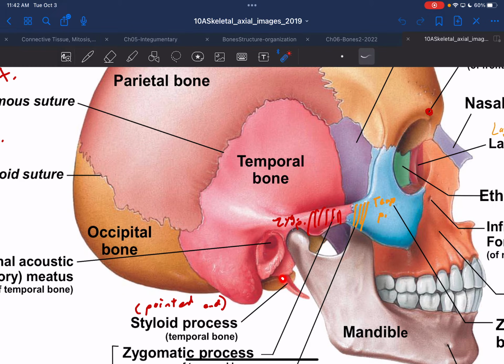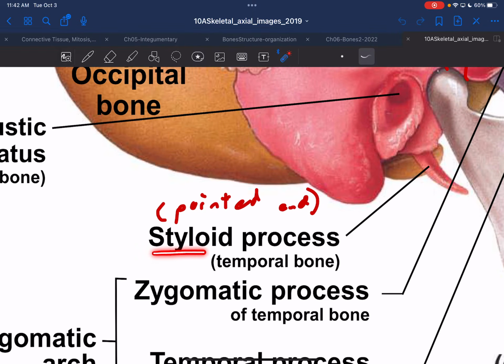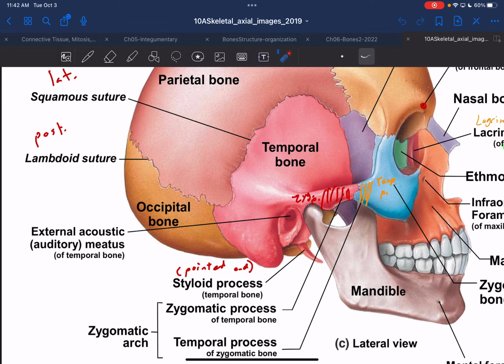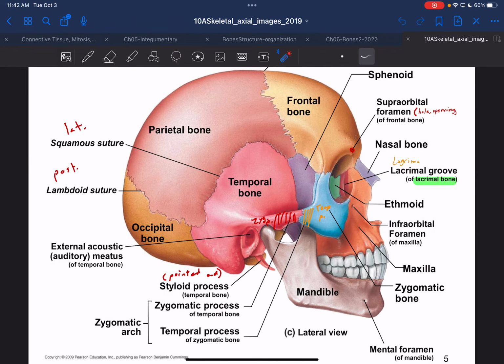Next, you'll see that that same bone has this very pointy process. Last week, we saw the word styloid process, which usually means a pointed end. And so styloid process in this context is going to be, again, a pointed end that exists on the temporal bone.